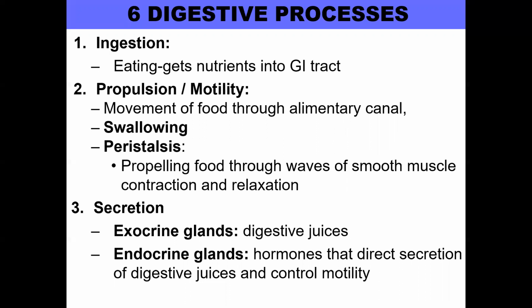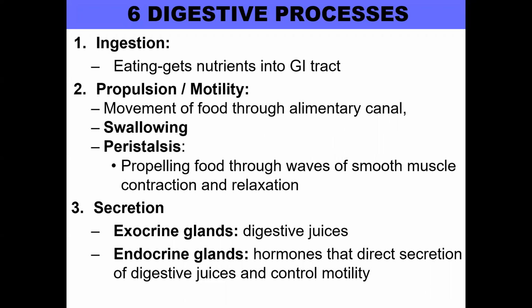Propulsion and motility is the movement of food through the alimentary canal. Remember the alimentary canal? Big muscular tube. So every single organ of the alimentary canal is responsible for propulsion and motility, because we have to keep moving along. So we have little muscles that are kind of squeegeeing it along so that it moves throughout from mouth to anus. We will see the word swallowing, obviously, is going to be a voluntary action, moving the food from the mouth into the esophagus.